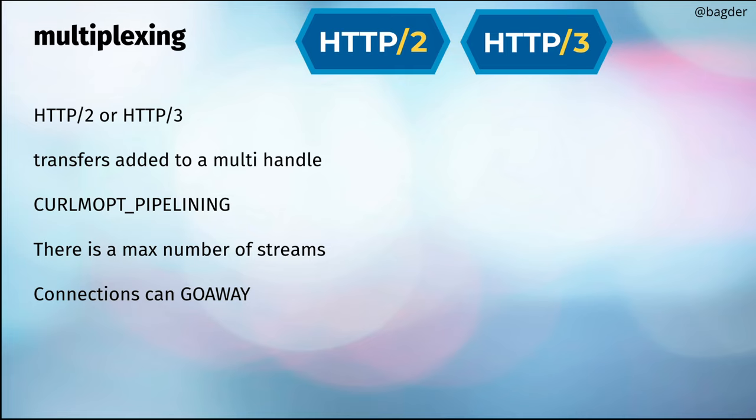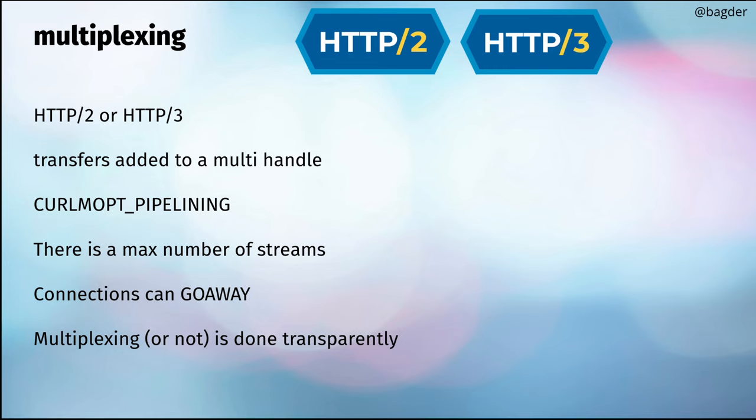And connections can also, from the server side, basically say, hey, I don't want any more transfers over this connection. And then the next transfer curl does will actually use the next connection instead, or create a new connection. It's a bit complicated, but I'm just mentioning it because it's there and it pops up every now and then. Usually, the idea here is that multiplexing or not is not really visible to the application.